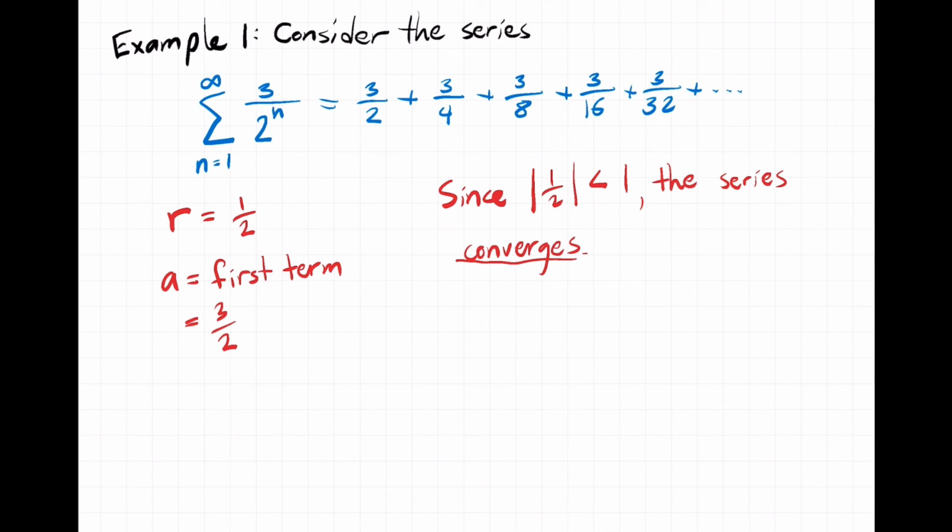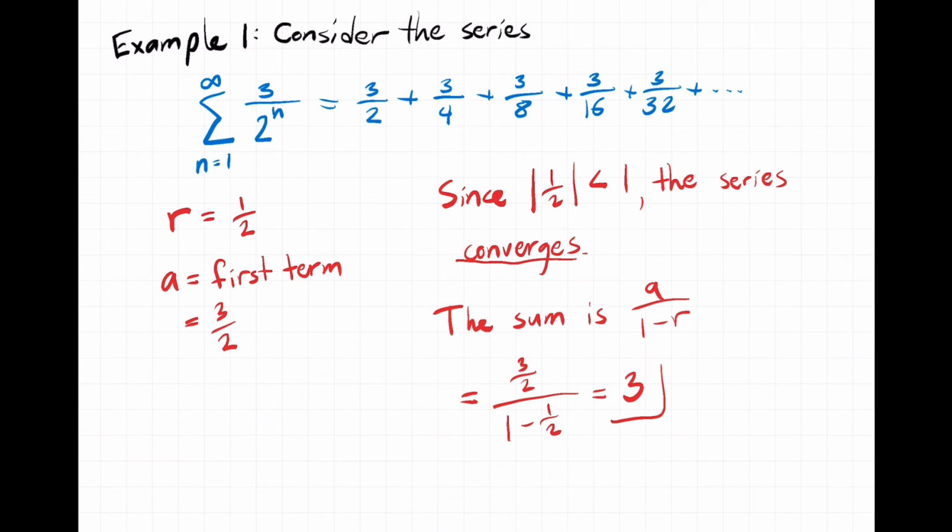Okay? And because the series converges, we also know what the sum is. The sum is a over 1 minus r, which is 3/2 over 1 minus 1/2. That is 3/2 over 1/2, which is 3. That is the sum of our series.